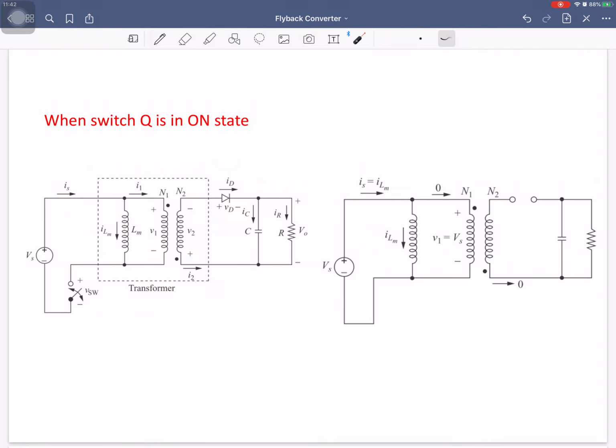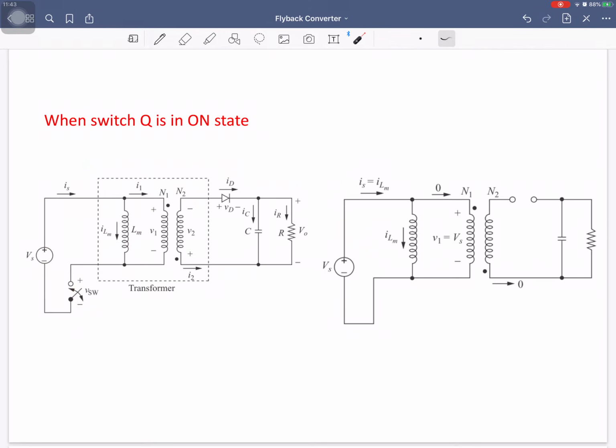Okay, so when your switch is closed over here, what is the path of the current? The current from your source will travel through this magnetizing inductance and will pass through this switch and will complete its loop. So the voltage that will be applied across this magnetizing inductance will have this polarity and the magnitude will be equal to your supply voltage. At that instant of time, the polarity over here is positive.